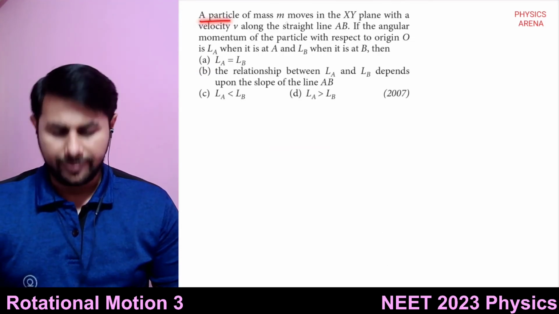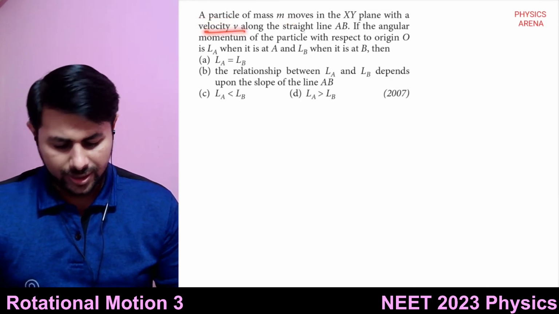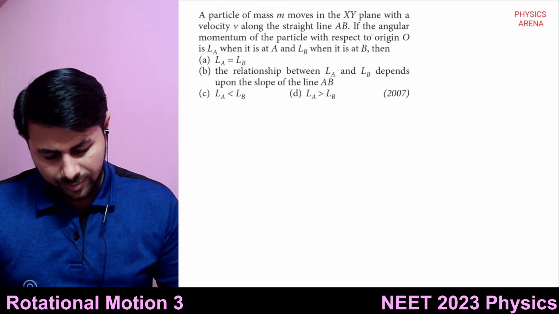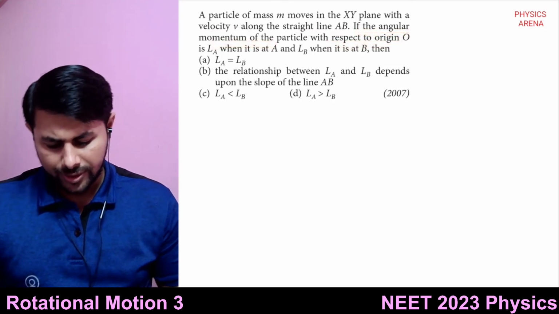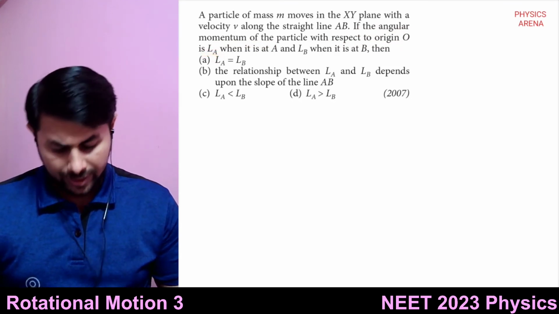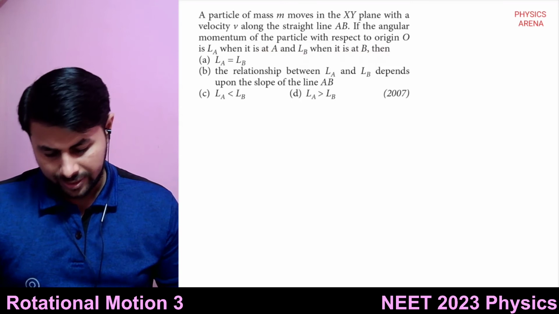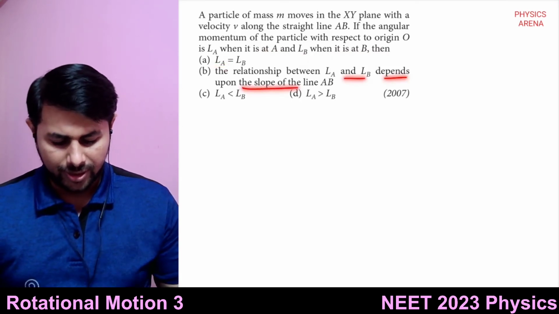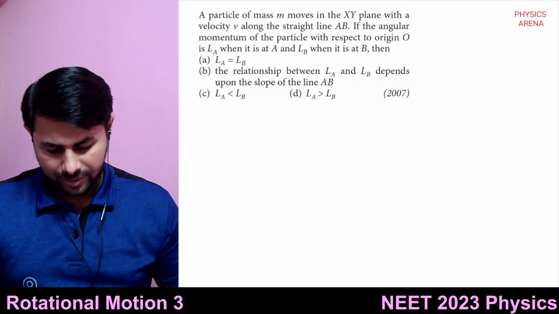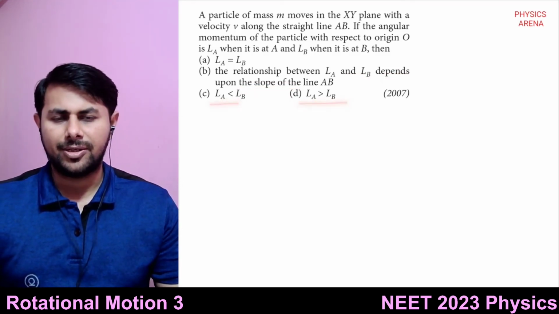Question: A particle of mass m moves in the xy plane with a velocity v on a straight line AB. The angular momentum of the particle with respect to origin O is LA when it is at A and LB when it is at B. Then LA equals LB; the relation between LA and LB depends upon the slope of the line; LA is greater than LB; LA is less than LB. Which is the answer?